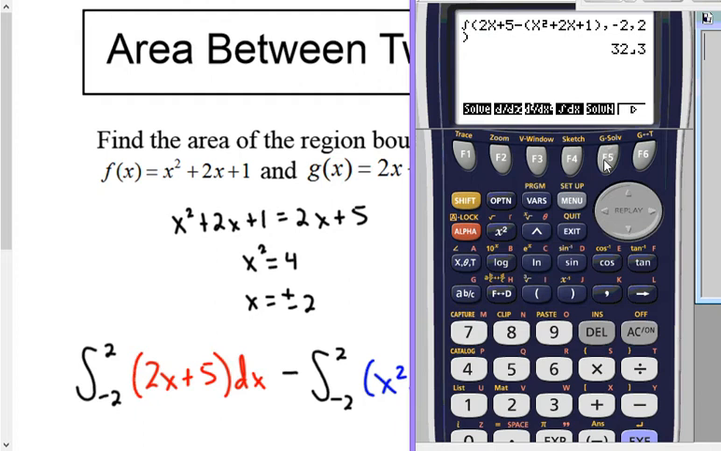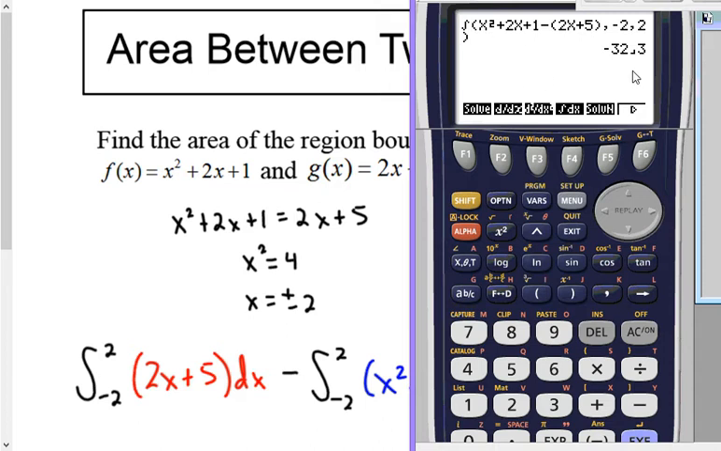Now, if for some reason I had the functions backwards, let's say I didn't take a lot of time to figure out which function was above the other function. So I thought the parabola was on top. So I did x squared plus 2x plus 1, and then I subtracted the 2x plus 5. What do you think would happen? Well, if you're thinking we'd get the same answer, but just negative, then you're right.